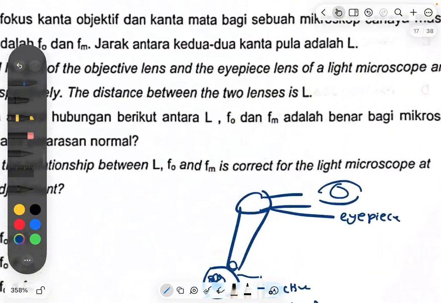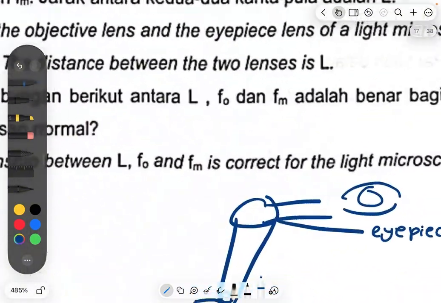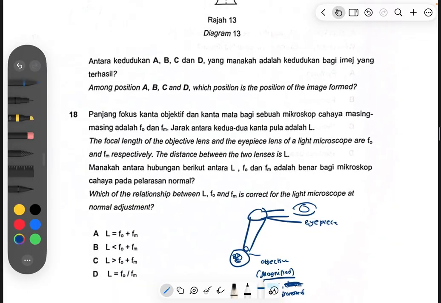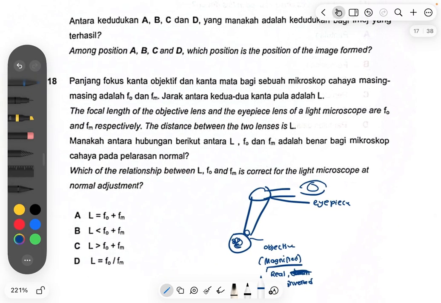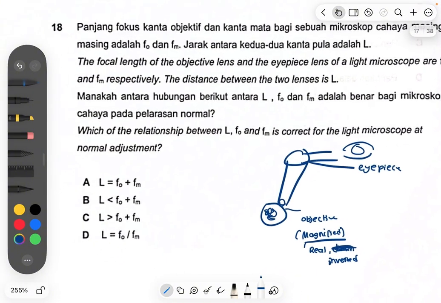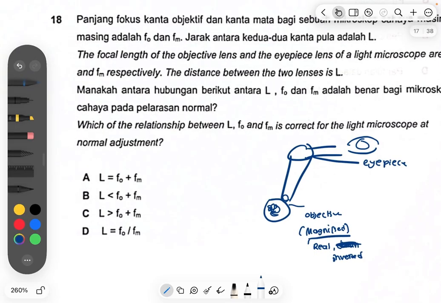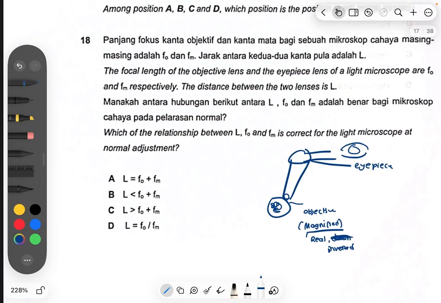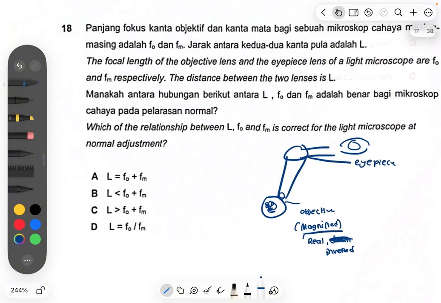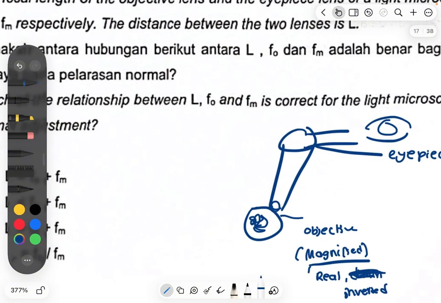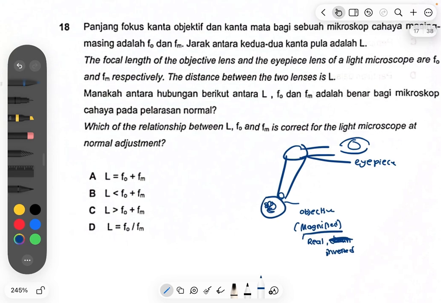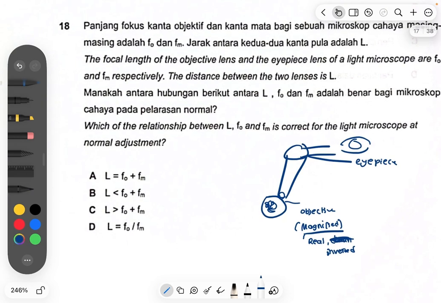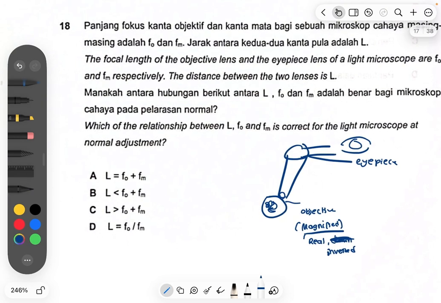For the eyepiece lens, okay, never mind. Okay, the distance between the two lenses is L. What is the relationship between L, FO, and FE? It's correct for the light microscope. So for L, the distance between the two lenses is L. Okay, if the distance between the two lenses is equal to FO plus FE, then the image would be same as object.